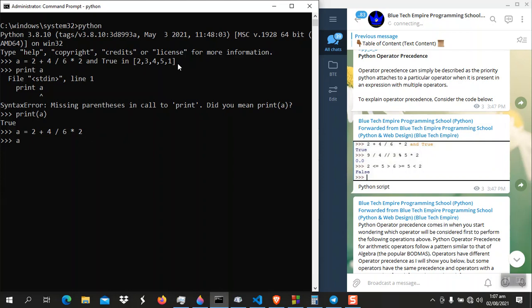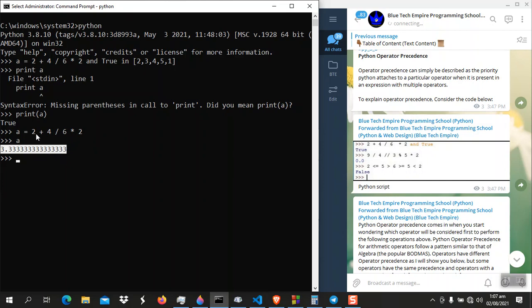Now, let's look at the answer. Now 3.3, let's see if we can find out why. Let's follow it straight from left to right. So 2 plus 4 is 6, divided by 6 is 1, times 2 is 2. So you see the answer doesn't really match what we expect if we are moving from left to right.